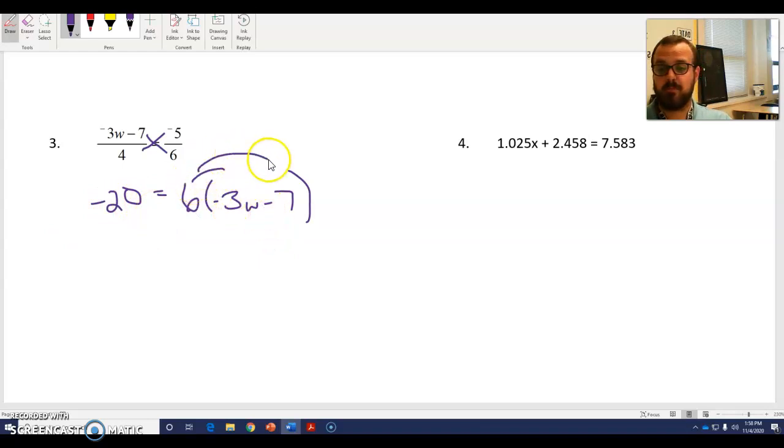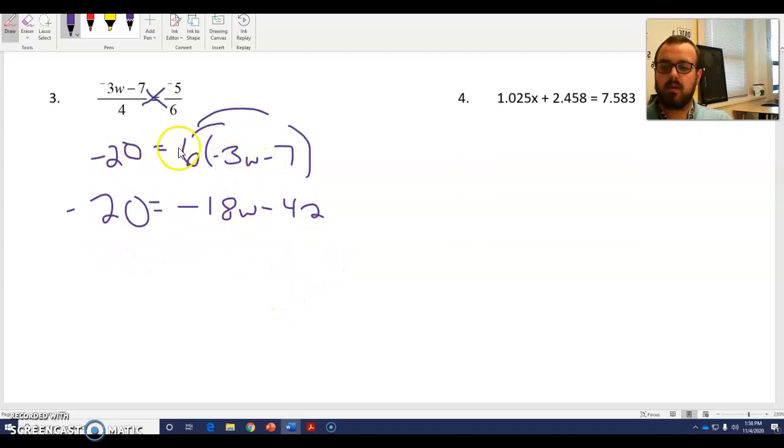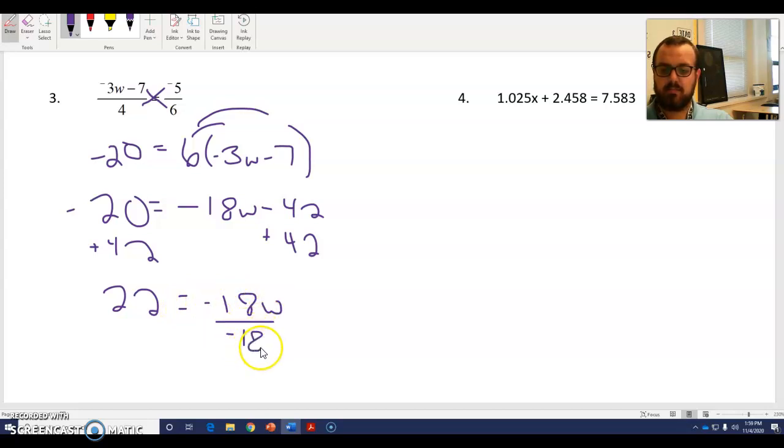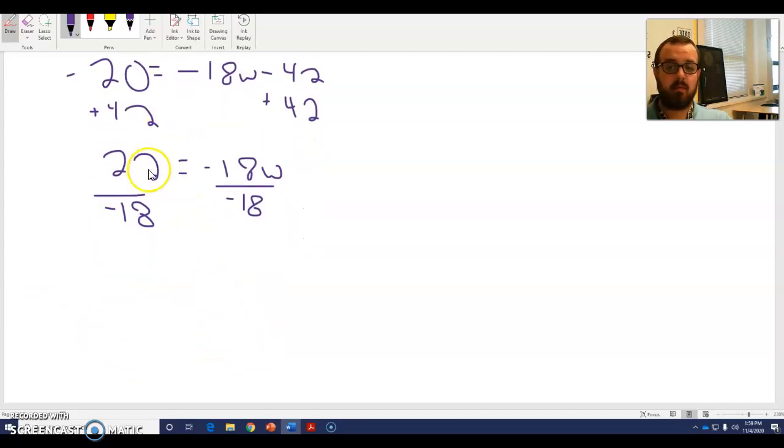So in this case, I would distribute. I'm going to get -18w minus 42. Go ahead and add 42 to both sides. I'll get 22 equals -18w. Then we'll divide by -18. Okay, and again, we want to make sure we simplify this fraction, so this one's actually going to be -11/9 is my answer.